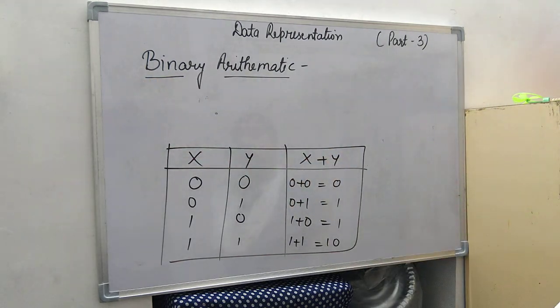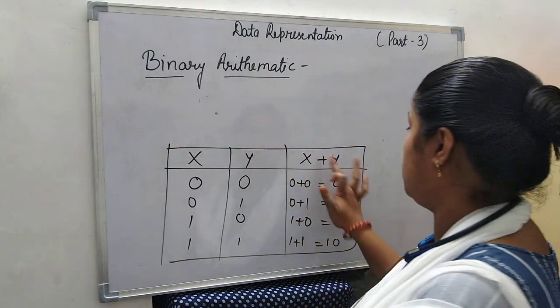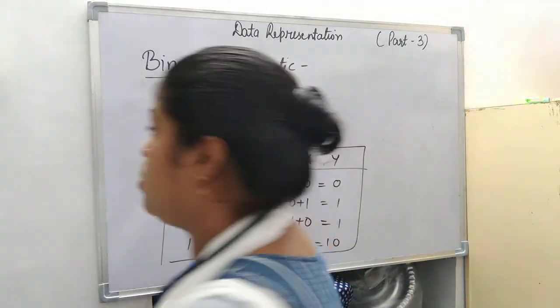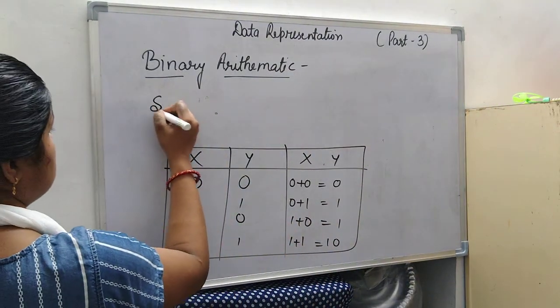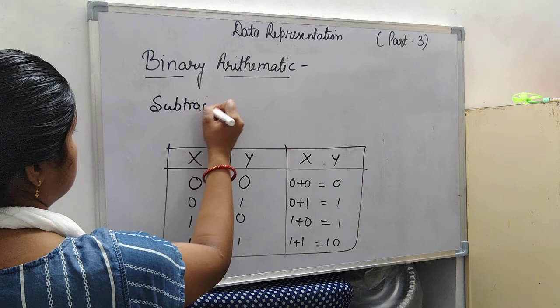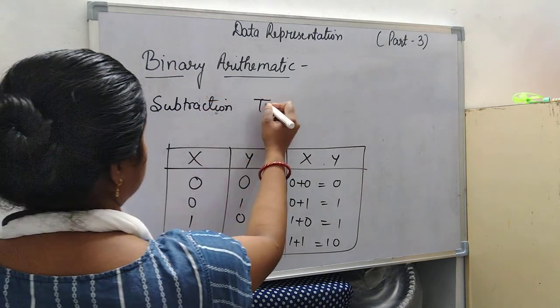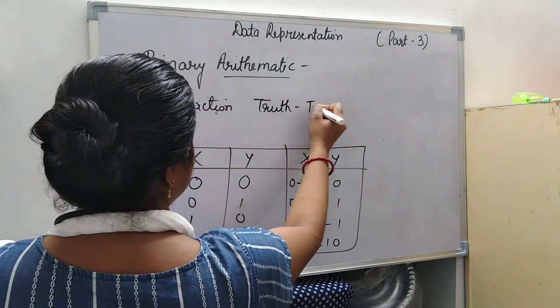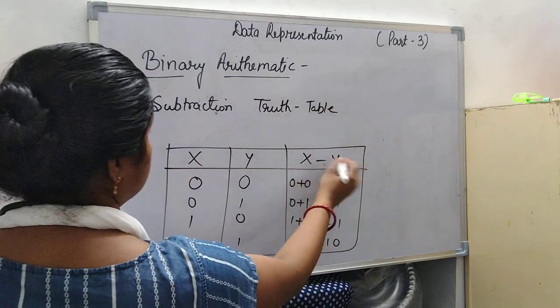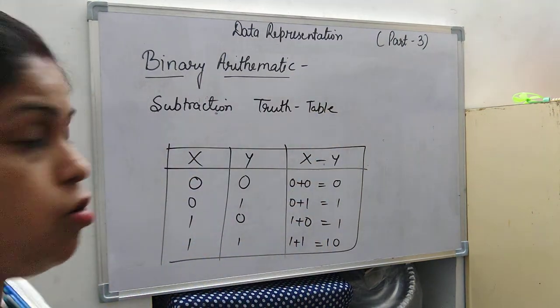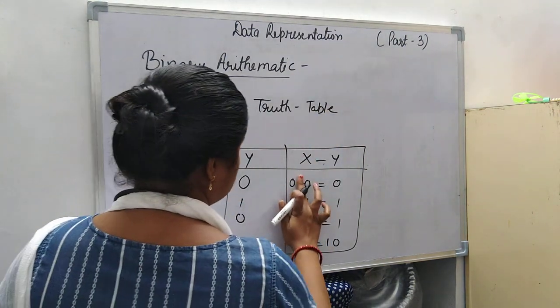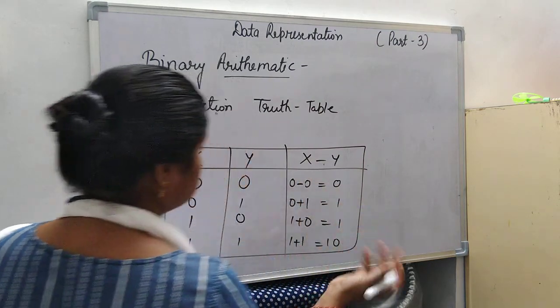Then there is another truth table for binary subtraction. Some values will be changed. Suppose the subtraction truth table. Here the number will be subtracted. So if you subtract 0 from 0, it gives you 0.